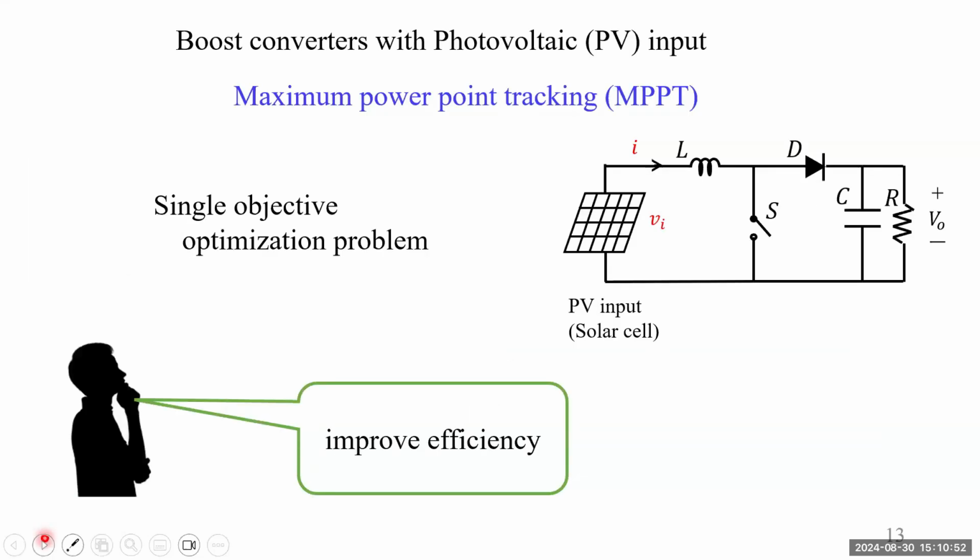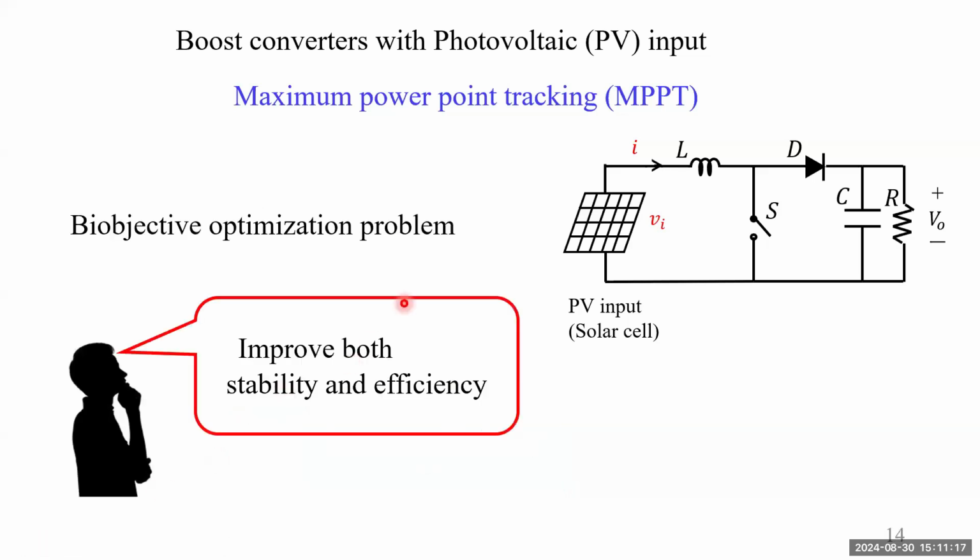Here, we consider boost converters with PV input as a model. And maximum power point tracking is a major technique. Usually, researchers consider a single objective optimization problem. They consider how to improve efficiency. But stability is also important. Then in a bi-objective optimization problem, we should consider improving both stability and efficiency.